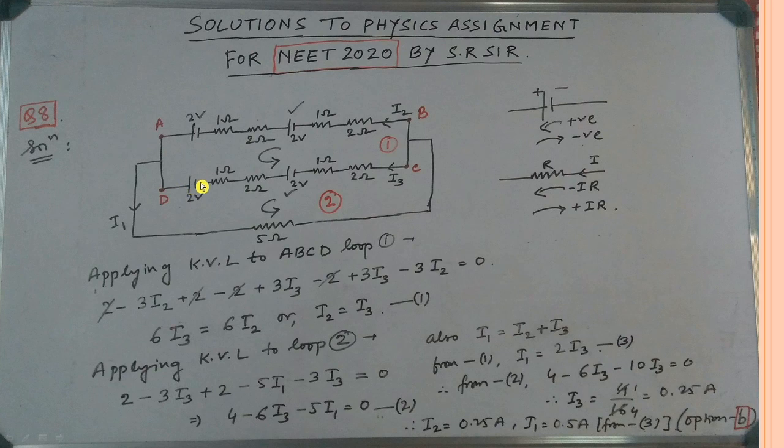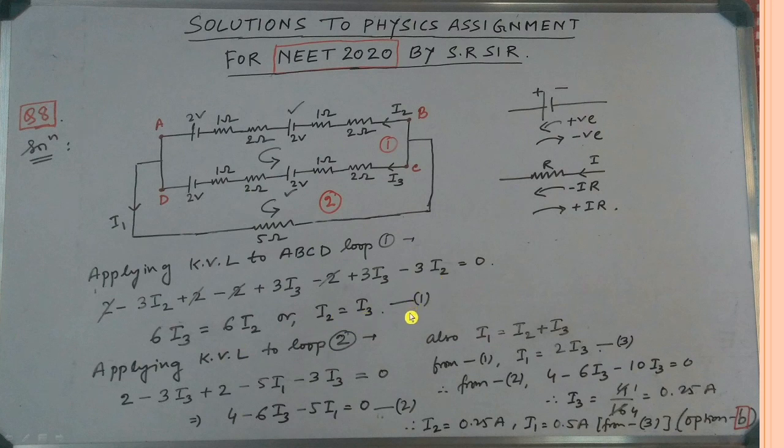Positive to negative gives me minus 2. 1 plus 2 is 3, and as we are going opposite to the current, it gives me plus, so plus 3 I3. This is positive to negative, so minus 2. This is again plus 3 I3. And again we go in the direction of the current I2, so minus 3 I2. The 2s and 3s cancel, and we are left with 3 minus 3, and I2 equal to 0. So this is the equation for loop number 1. Simplifying this, we get I2 equal to I3.